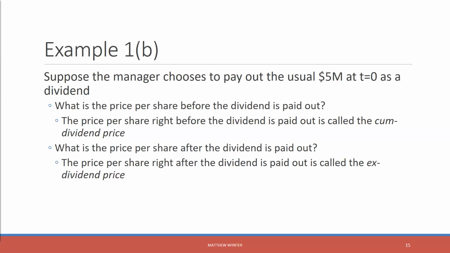Well, let's make sense of this. The firm is worth 55 million. The firm is going to pay out a dividend that totals 5 million. So the firm's value is going to fall from 55 million to 50 million. And the number of shares outstanding is going to be held the same at 1 million. So the price per share after the dividend is paid out is going to be $50 per share.